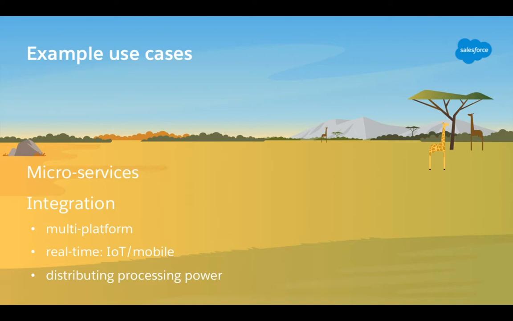So in the end, the main focus of platform events is integration. It's really good when you have to communicate between multiple platforms, multiple technology stacks. And it's also good when you have to do real-time communication, like IoT, multiple devices sending a lot of information back, and also mobile devices, because you can, for example, do push real-time notifications with that.